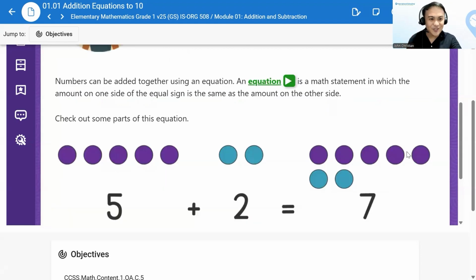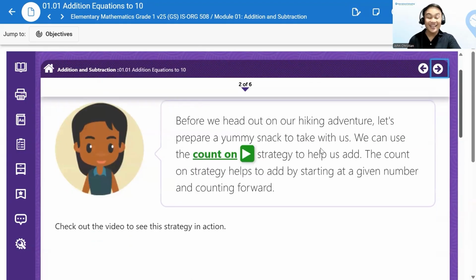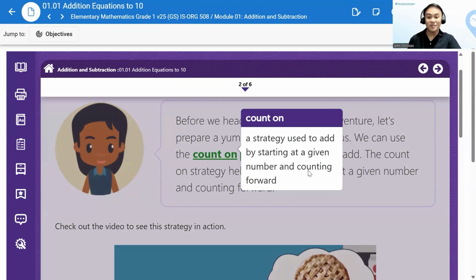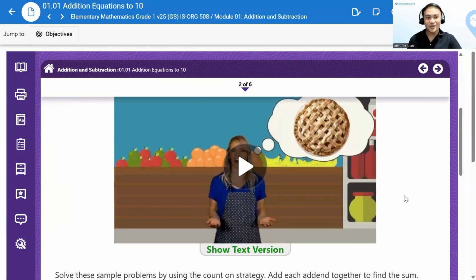Now, let's continue our lesson by having our count on strategy. Can you say count on strategy? Very good. Count on strategy. But what do we mean by count on strategy? Do you have any idea? Don't worry. I'm going to help you. When we say count on, it is a strategy used to add by starting at a given number and counting forward. To learn more about counting on strategy, let's watch this video together because this video can really help us to learn more about the count on strategy. Come on, let's watch this video.